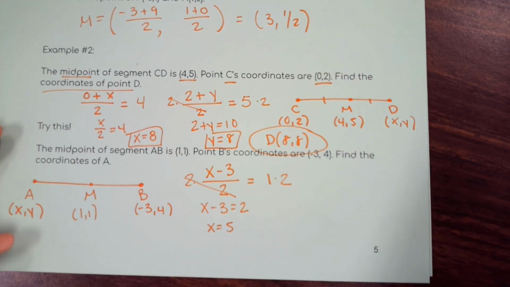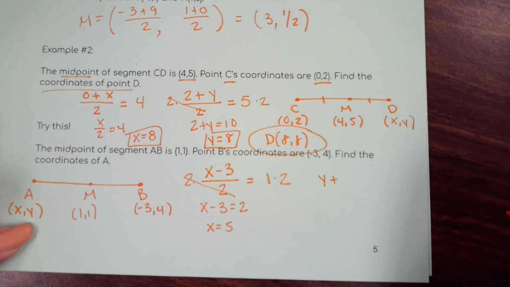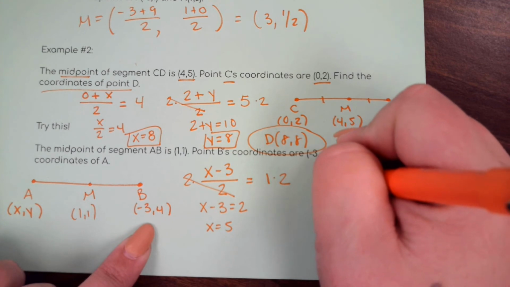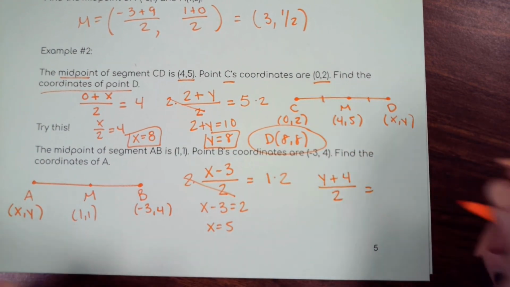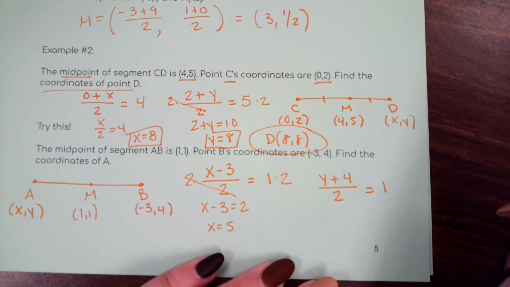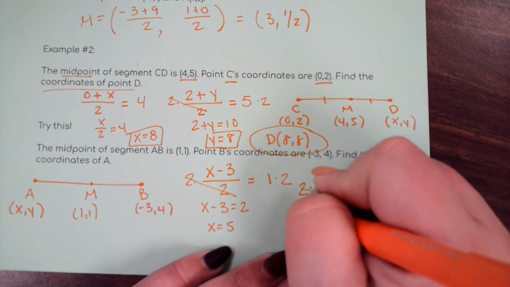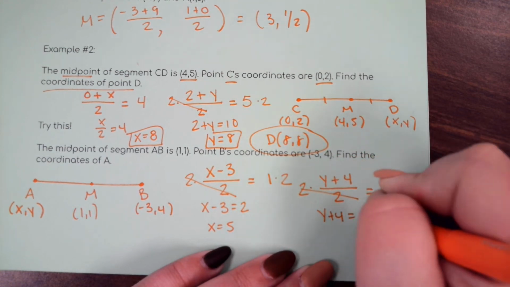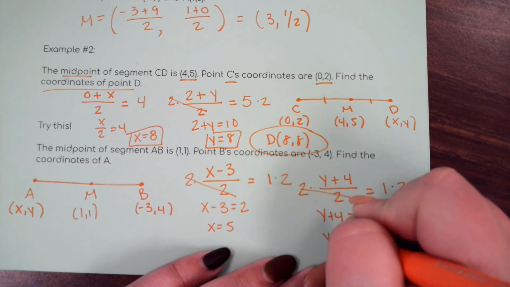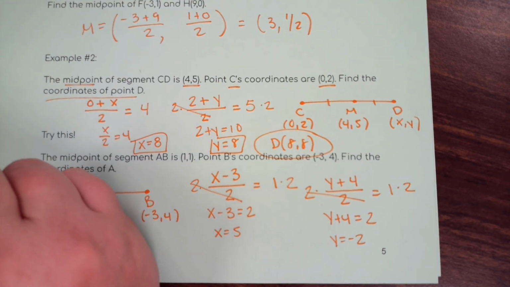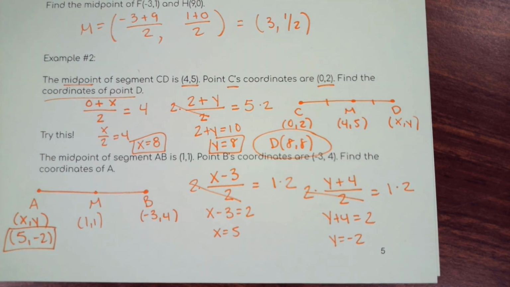And then we do the same thing for the y's. So our y value of A, we don't know. We're just going to leave it as y, plus our y value of B, which is 4, over 2 equals our y value of our midpoint, which happens to be 1. We solve it the exact same way. Multiply both sides by 2. y plus 4 equals 2. Subtract 4 on both sides. y equals -2. So the coordinates of A are (5, -2).